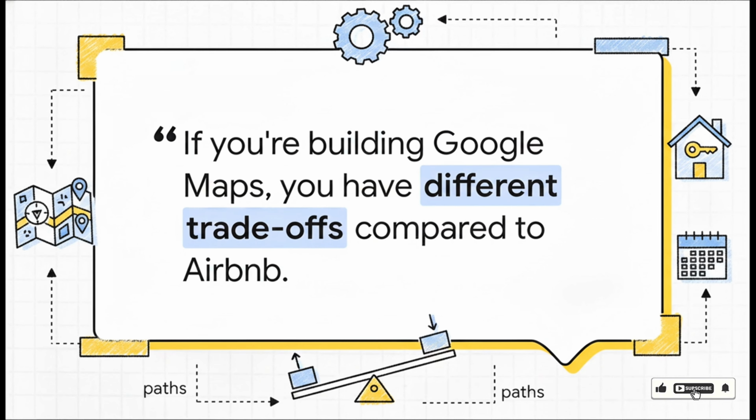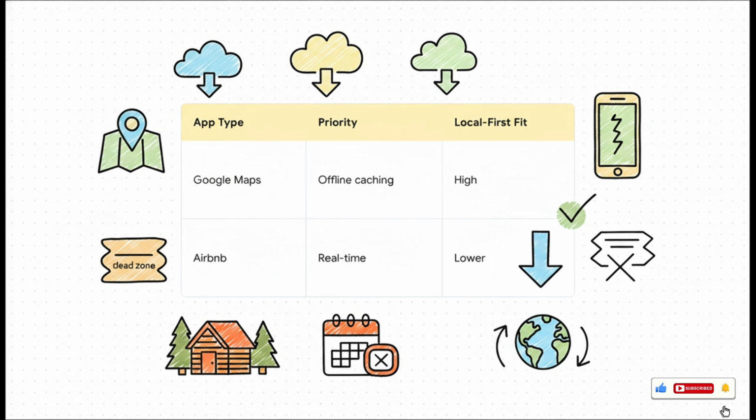To really ground this abstract concept, let's compare those two exact examples. If you're building an app like Google Maps, the user's priority is knowing where they are, even in a total dead zone. So offline pre-caching is absolutely vital, making the local first fit incredibly high.